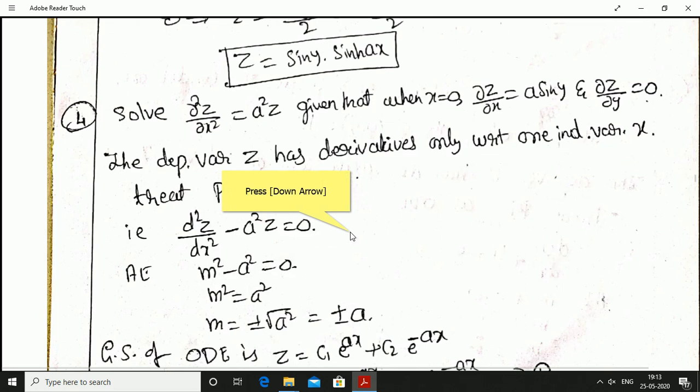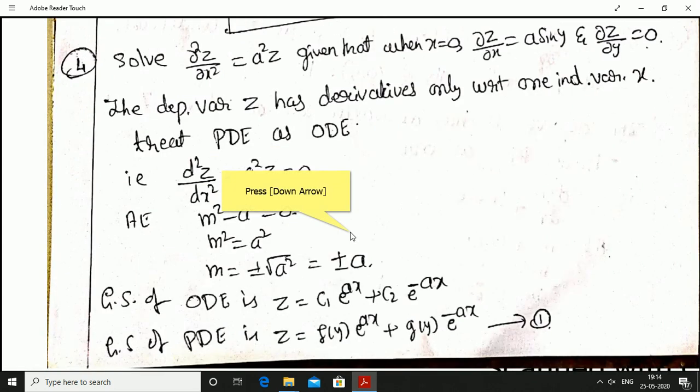One more. Solve del square z by del x square is equal to a square z, given that when x is equal to 0, del z by del x is equal to a sin y, and del z by del y is equal to 0. Here also the dependent variable z has the derivative with respect to a single independent variable x. Hence we can treat the partial differential equation as an ODE, or ordinary differential equation.